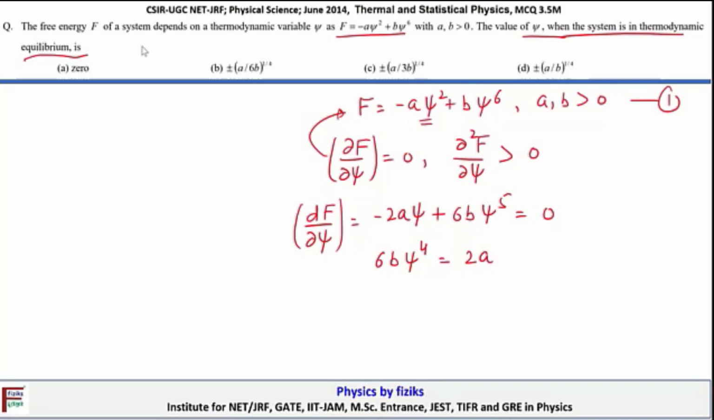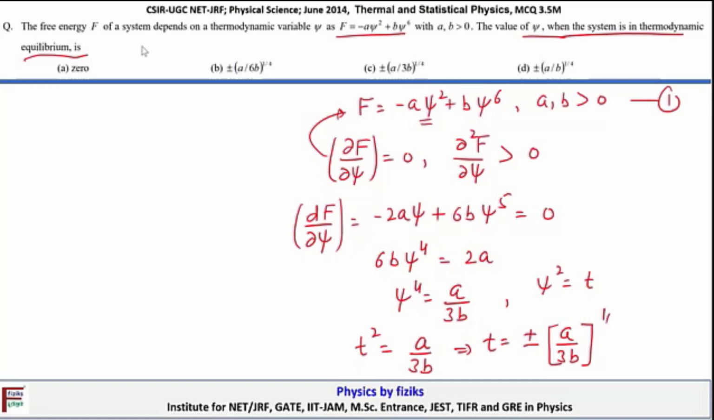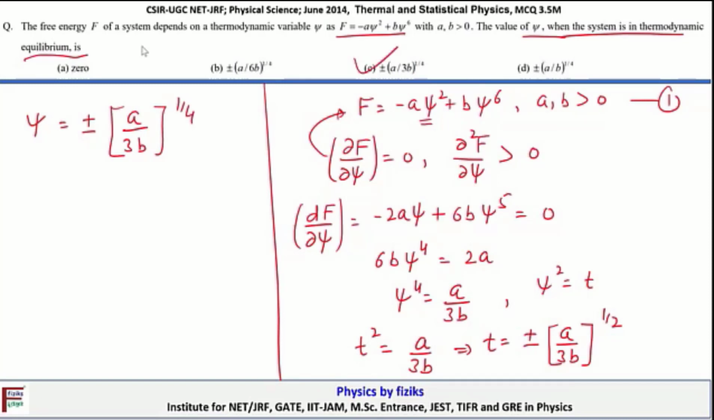Okay, so here what I can do is write psi 4 equal to A upon 3B. Now if I take psi square equal to T, this means I can write T square is equal to A upon 3B, which implies that T is equal to plus minus A by 3B power 1 by 2. Okay, so because T is equal to psi square, this indicates that psi will be equal to plus minus A by 3B power 1 by 4. So therefore C is the correct option here.